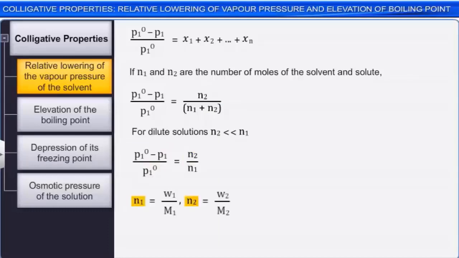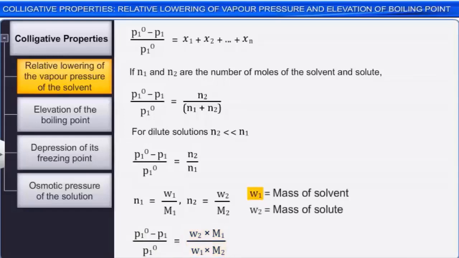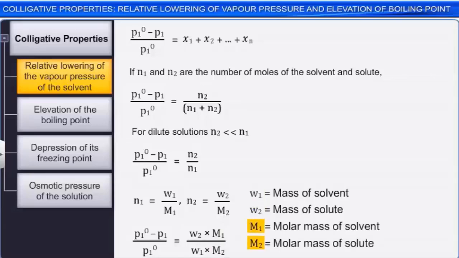Representing N1 and N2 in terms of their mass and molar masses, we get P1 naught minus P1 divided by P1 naught is equal to W2 multiplied by M1 divided by W1 multiplied by M2, where W1 and W2 are the masses, and M1 and M2 are the molar masses of the solvent and solute respectively.